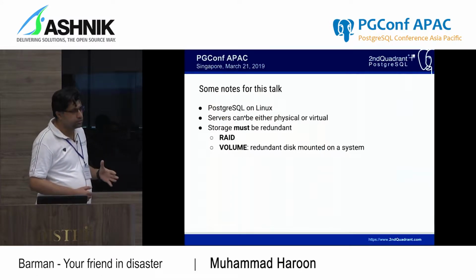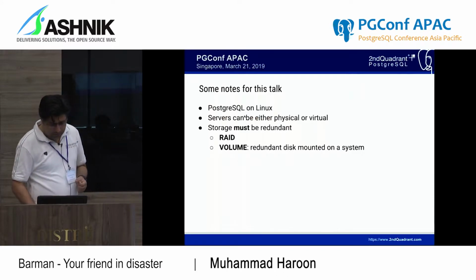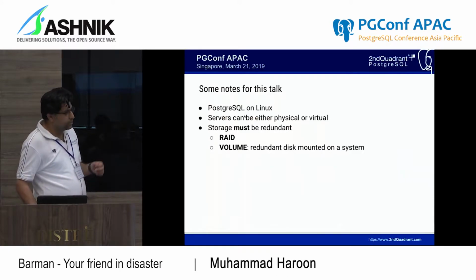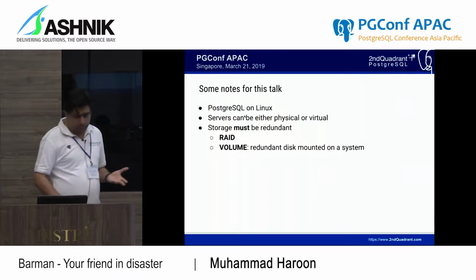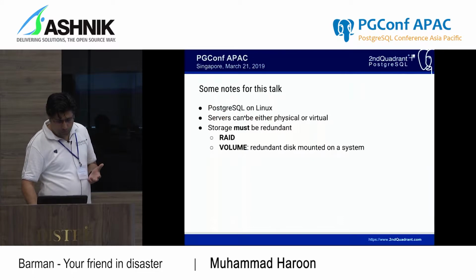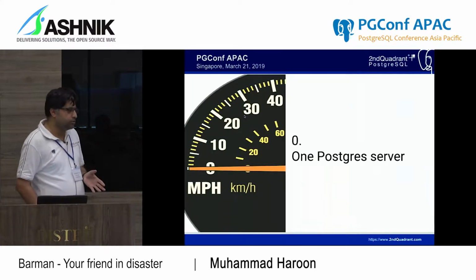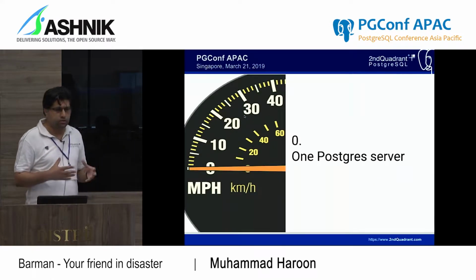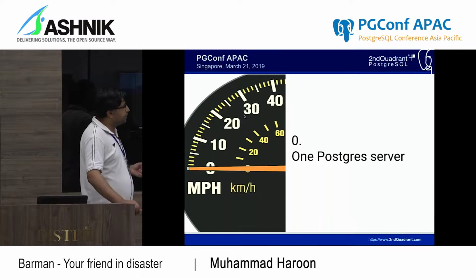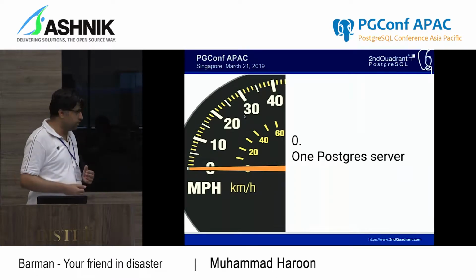It should be redundant. You either have a RAID or you have a volume which is basically mounted as a redundant storage. Why this is important? That's a separate debate. But let's for a moment focus on the topic that we have at hand here. So where do we start from? I mean, you have a 0 RPO, a 0 RTO to start with, because you have just one Postgres server. So we'll basically build on this idea and then take it to the next level.